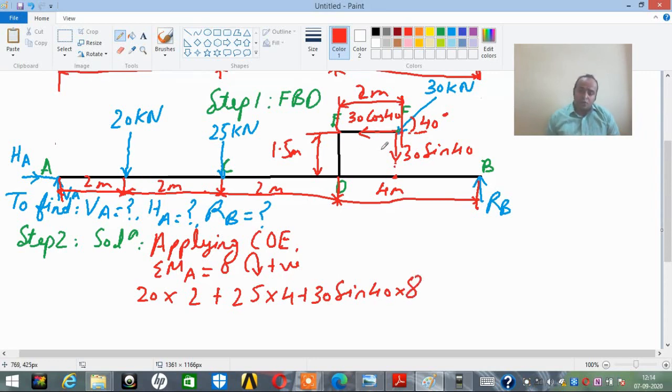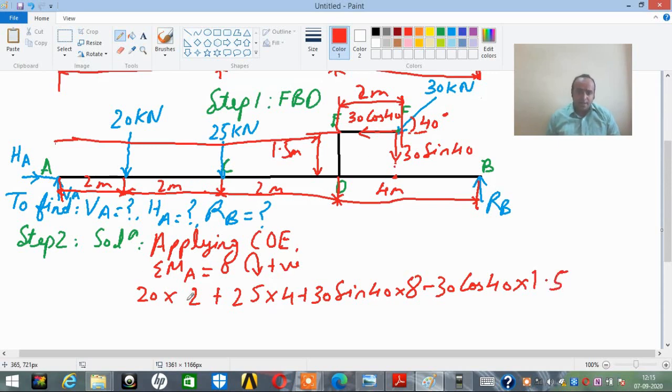Now 30 cos 40 is acting in anti-clockwise sense with respect to point A. But friends, what is the perpendicular distance? Since it's a horizontal force, if I just extend this particular line till here, just for the sake of explanation, this vertical distance is nothing but 1.5 meter. So that is why, friends, it will be minus 30 cos 40 into 1.5.